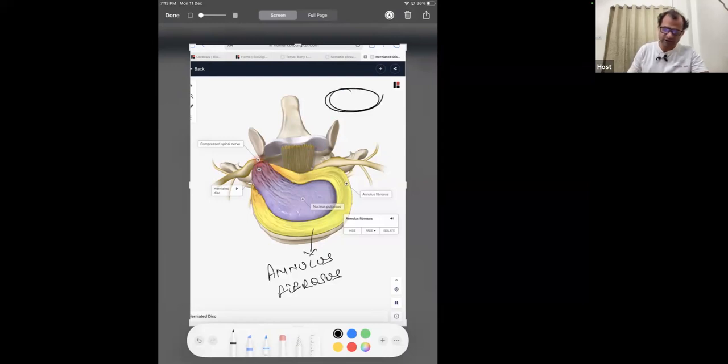Generally, this is like a ring. And the inner part is like a gel. Yesterday I told you, like a gel. Now we can see that due to the rupture of this outer covering, this gel is coming out.